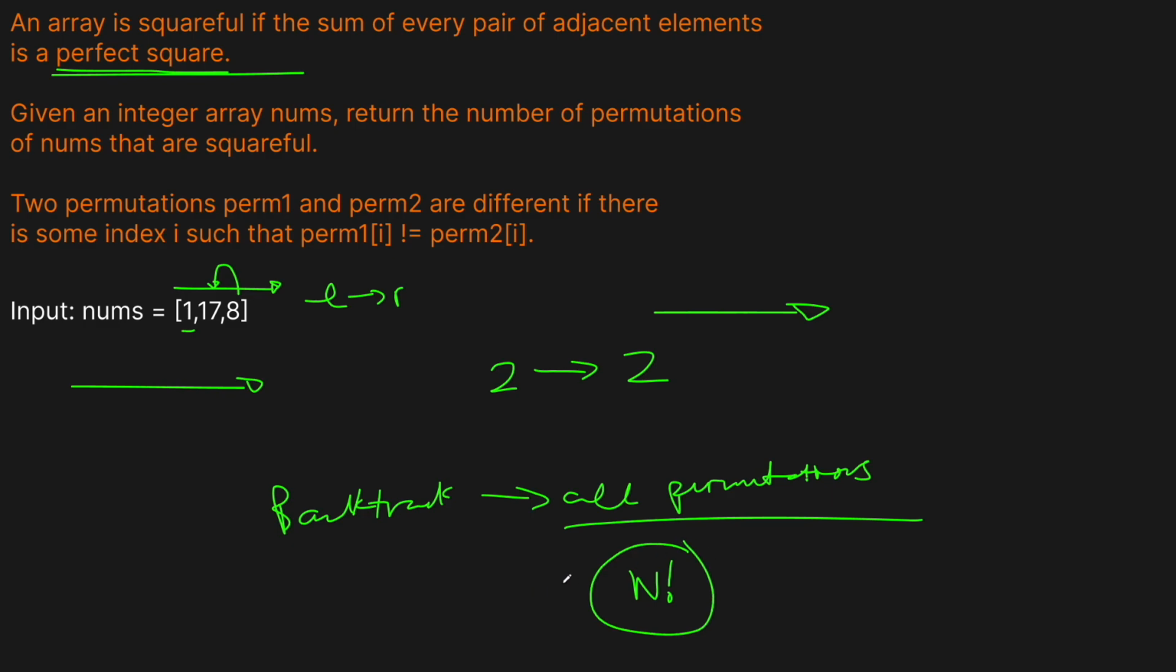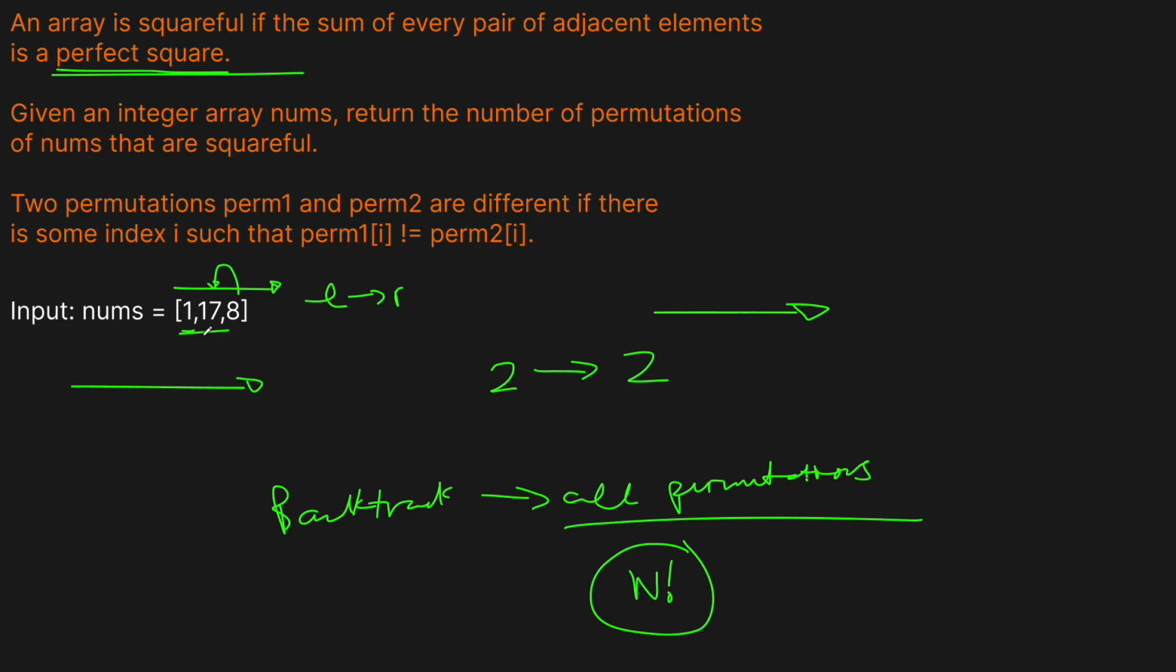But that's fine because that's an accepted solution. In the worst case, all of the numbers you would be given, all the possible permutations would create perfect squares, or I guess squareful arrays. So you would just need to generate them all anyway. So in the worst case, it's going to be n factorial because that's how many permutations you can have here.